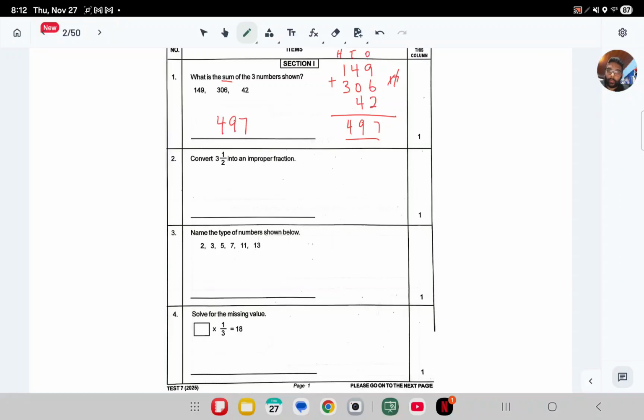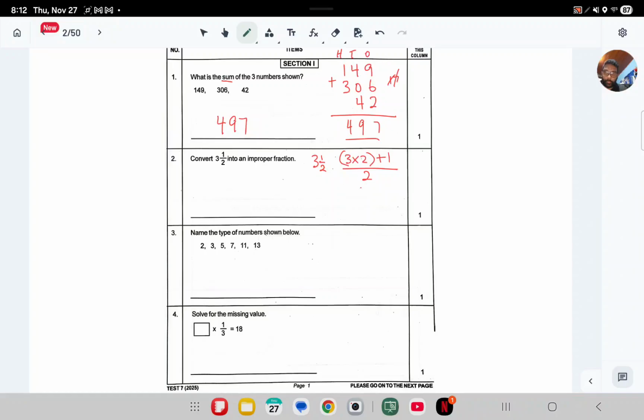Number 2, convert 3 and 1/2 into an improper fraction. We have a mixed number and we want to change it to an improper fraction. We know an improper fraction is one where the numerator is larger than the denominator. So to do this, we have 3 and 1/2. We take the whole number and multiply it by the denominator. And that answer we get, we add it to the numerator. And we put this all over the denominator.